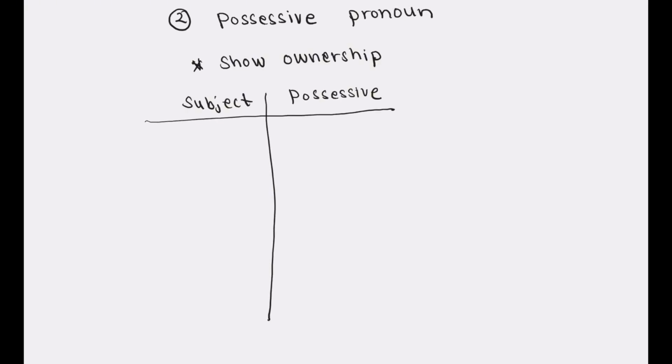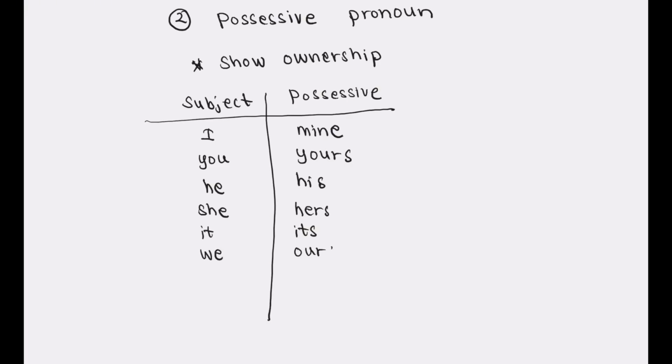The second type is possessive pronouns. These show ownership, who something belongs to. If the subject is I, possessive pronoun is mine. It belongs to me. It's mine. You, yours. He, his. She, hers. It, its. We, ours. They, theirs.